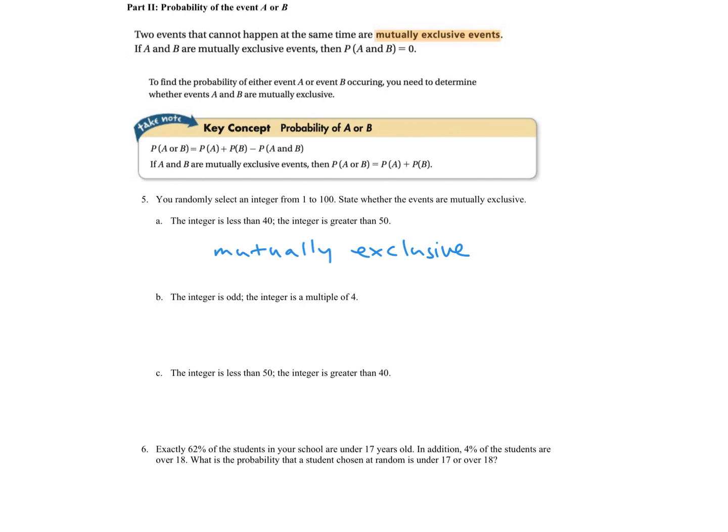Part B. The integer is odd. The integer is a multiple of 4. This is another example of mutually exclusive events. If you choose an odd integer, it's not going to be a multiple of 4 because all multiples of 4 are even. C, the integer is less than 50, the integer is greater than 40. These two events can occur simultaneously. For example, if you pick the number 45, it's less than 50 and it's greater than 40. So these events are not mutually exclusive.